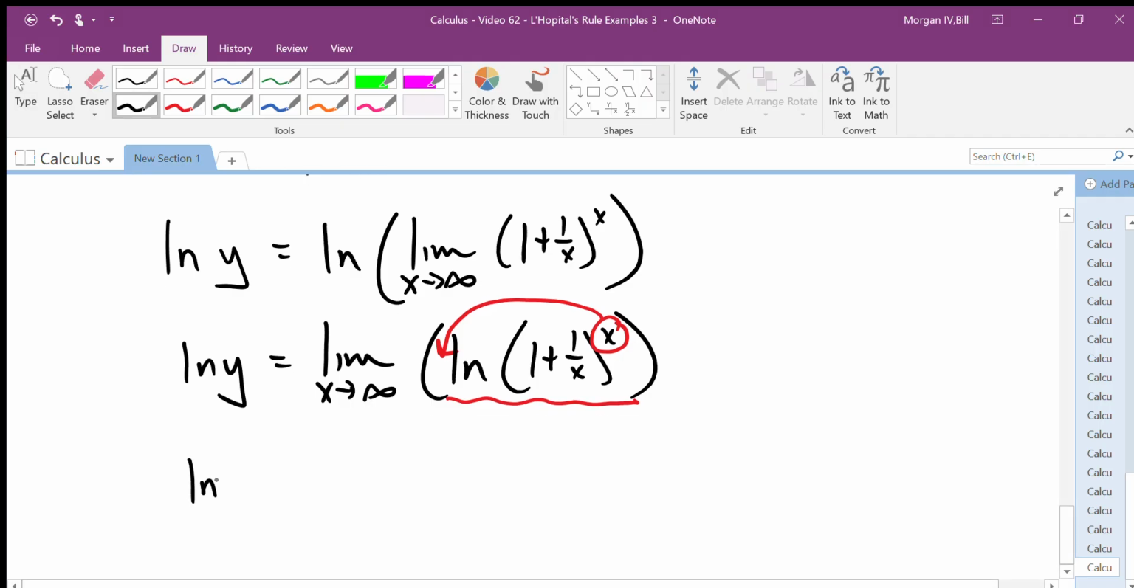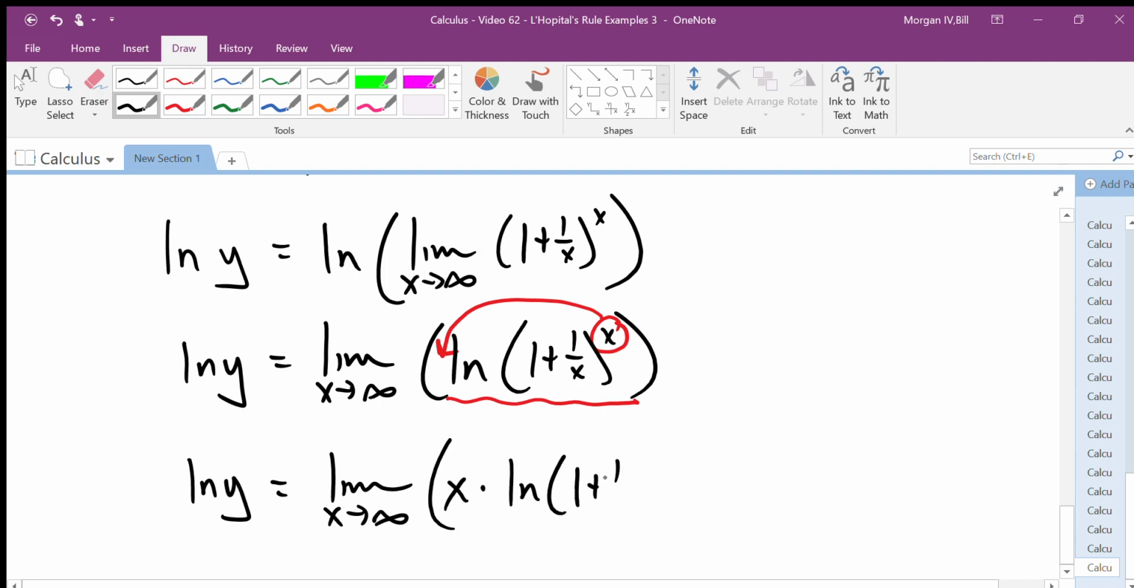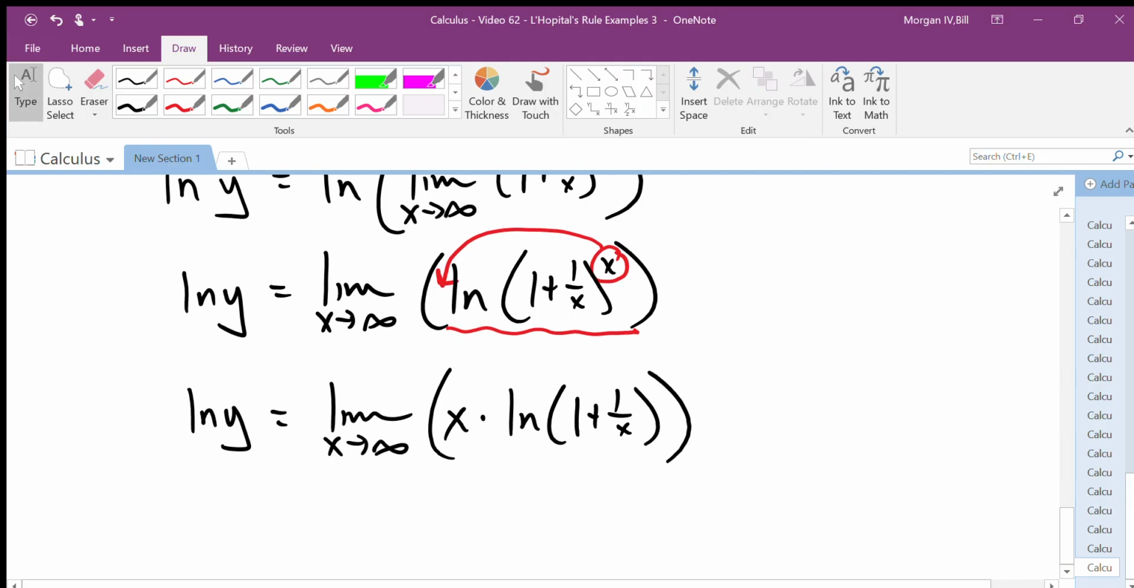And we get the natural log of y is equal to the limit as x goes to infinity of x times the natural log of 1 + 1/x. Now if I let x go to infinity, this is equal to infinity times the natural log of 1. Well, the natural log of 1 is 0. This is still infinity times 0. That's still indeterminate form, but I'm a whole lot closer now because I don't have that exponent of x.